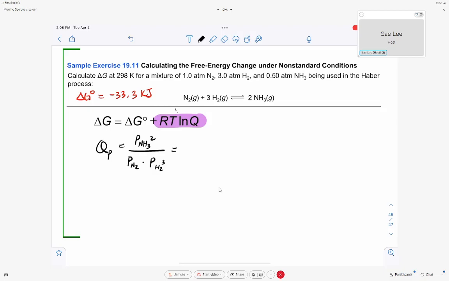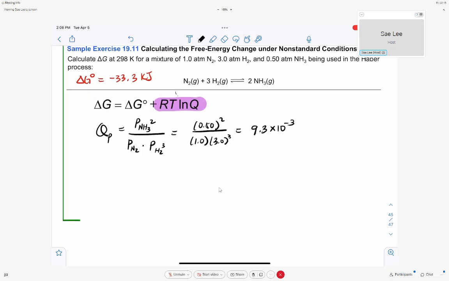The partial pressures are already given. We just have to plug in. So 0.5 squared divided by 1 raised to the power 1 times 3.0 raised to the power 3. That equals 9.3 times 10 to the negative 3. Now that we have the Q value, we know the gas constant, we know the temperature, we can now finally find the Gibbs energy at non-standard state.